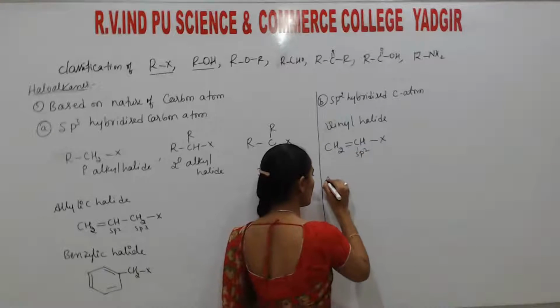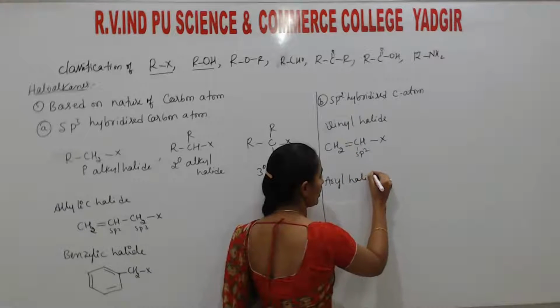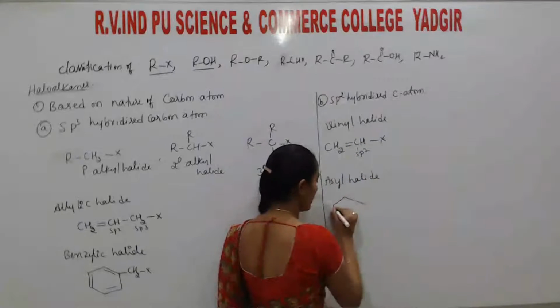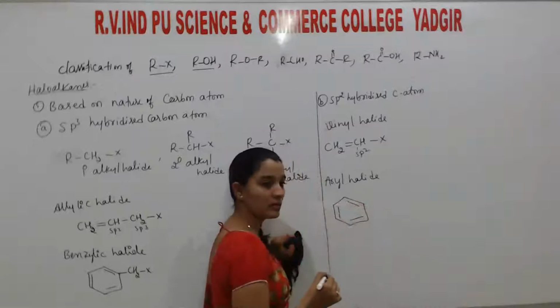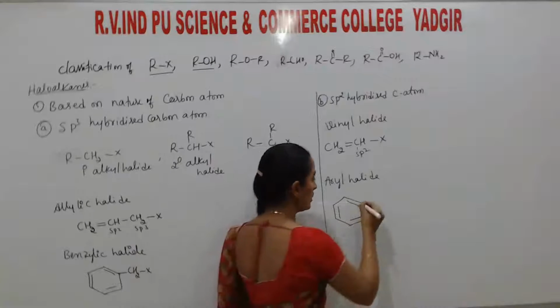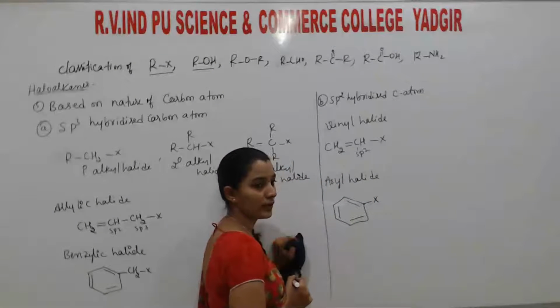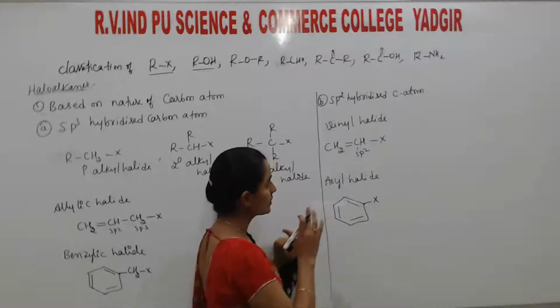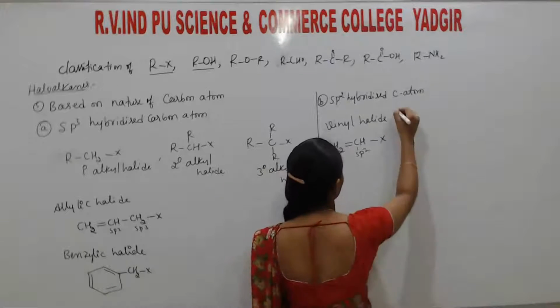So the next one is aryl halide. If the sp2 hybridized carbon atom is in a benzene ring, then it is said to be an aryl halide. No doubt. These are the two classifications.